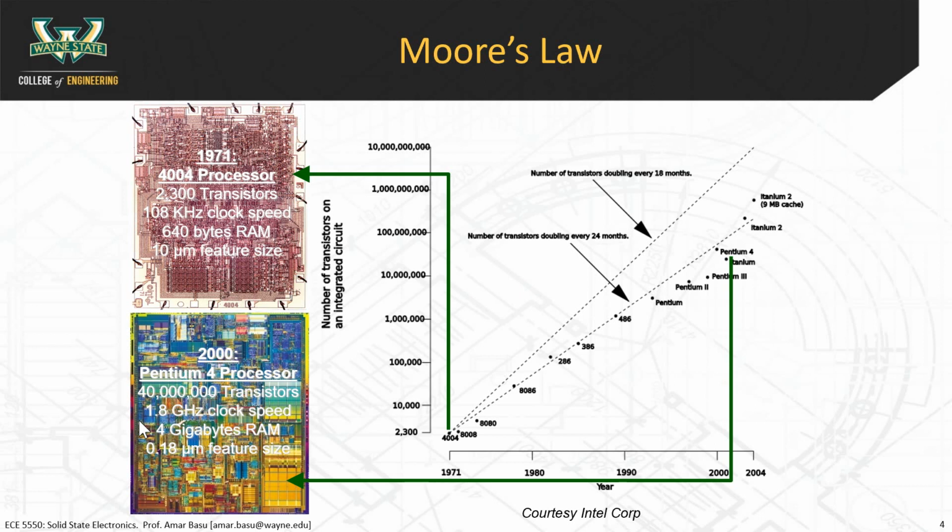So that does two things. Higher clock rates translate into faster computation. Cramming more and more transistors into the same amount of space allows you to do more complex computation.